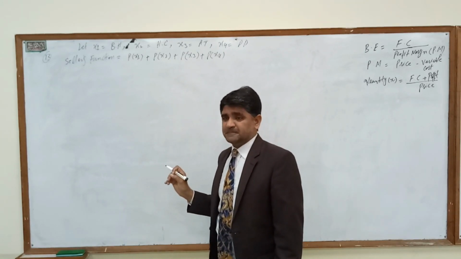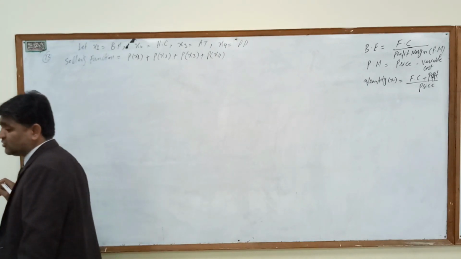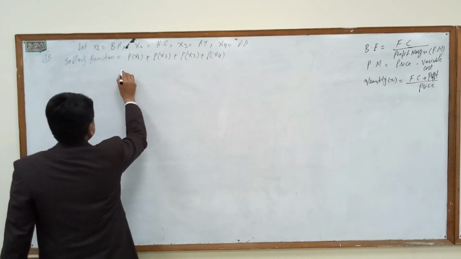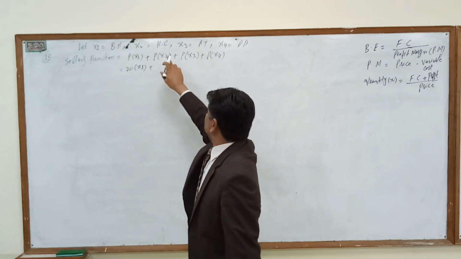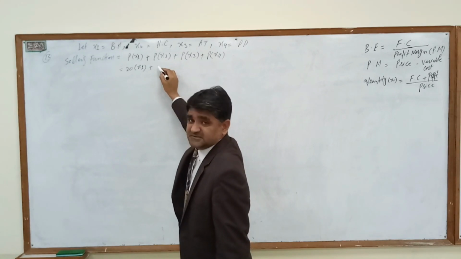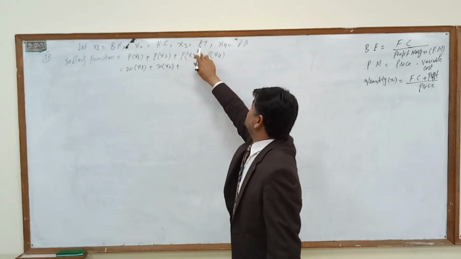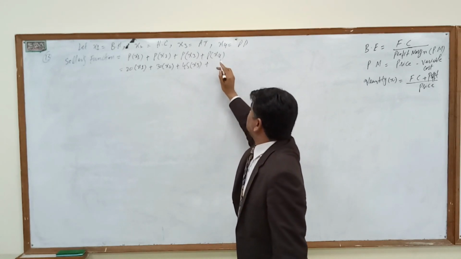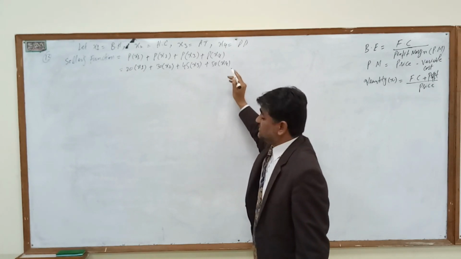What is price of X1? $20. Price of black hole, selling price. I am not talking about the unit. $20 into X1, then Halley's. What is price of Halley's? $30 of X2. Price of Asteroid, $45 of X3, plus price of Bad Person, $50 of X4. Is it clear up to here?